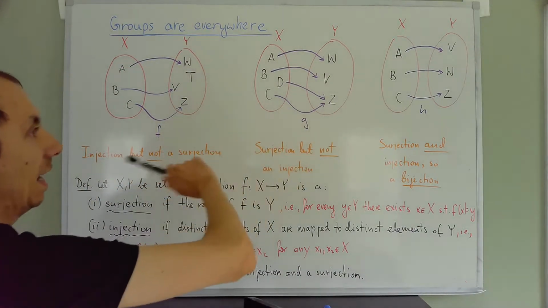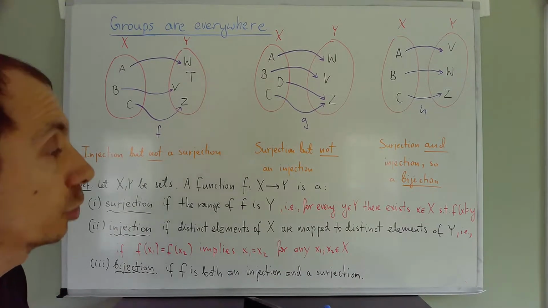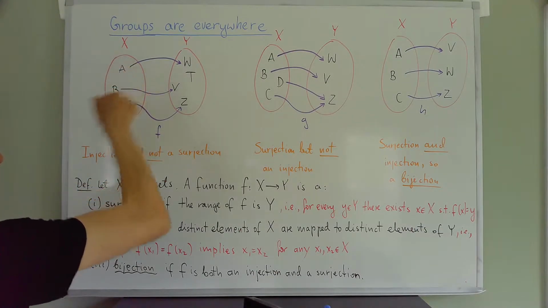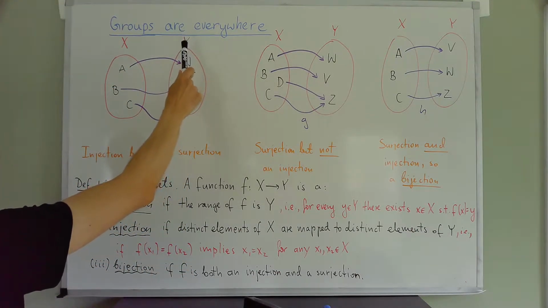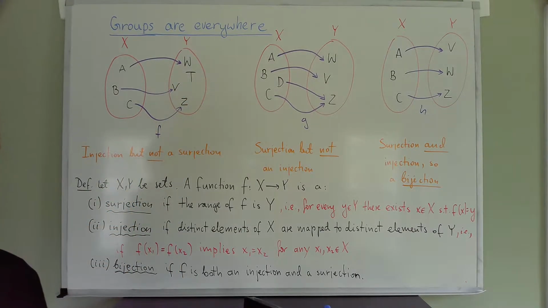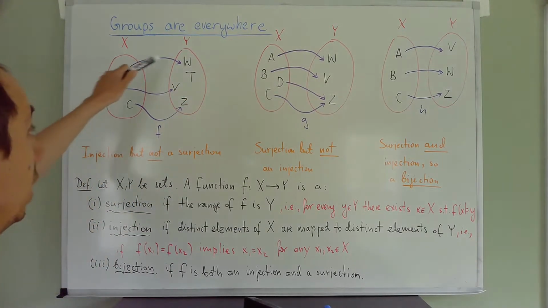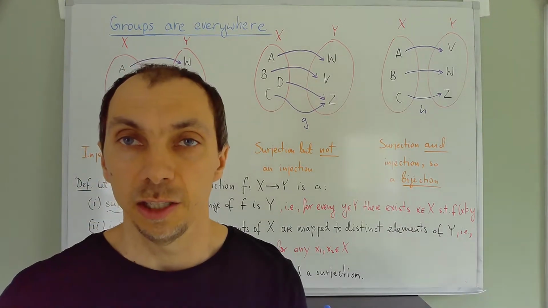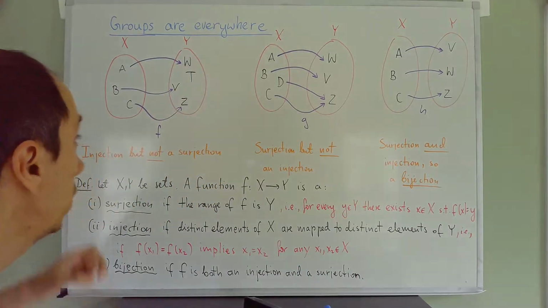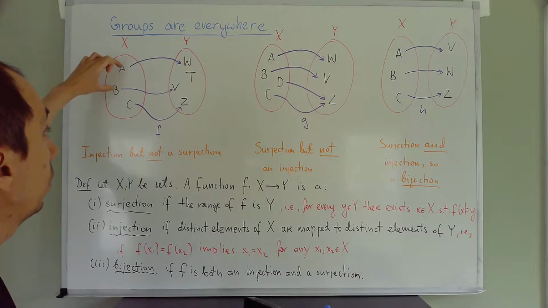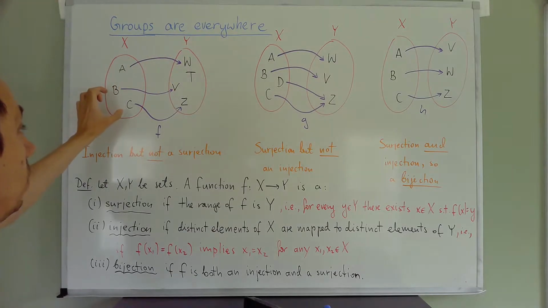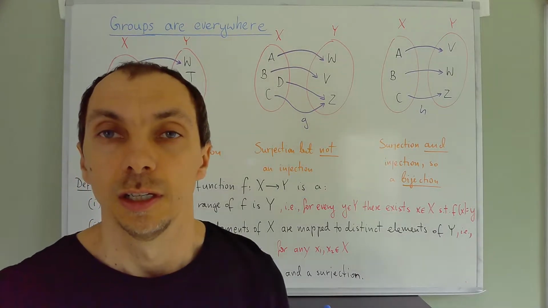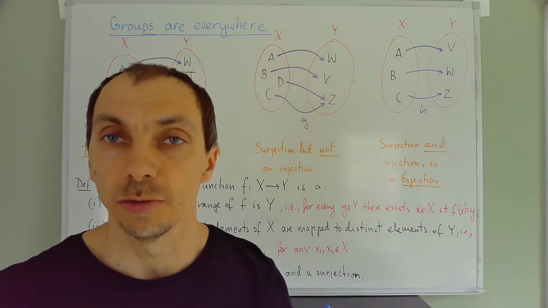So here's just a schematic look at injection, surjection, and bijection. The set x here consists of three letters, a, b, c, and the set y consists of four letters, w, t, v, and z. And my function f maps a to w, b to v, and c to z. Is it an injection? If I take distinct elements like a and b, they are mapped to different elements, w and v. B and c are also not mapped to the same element, and a and c are also not mapped to the same element. So different elements are mapped to different elements, so it's an injection.